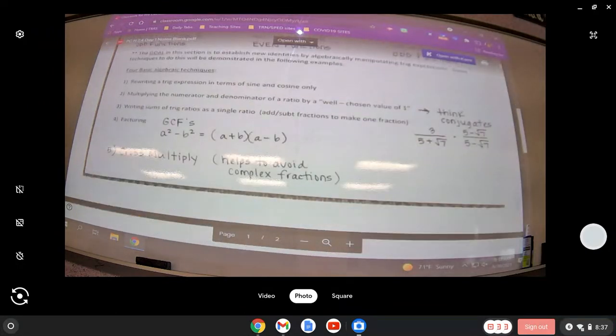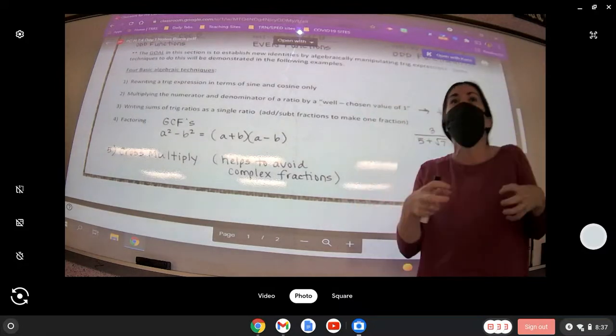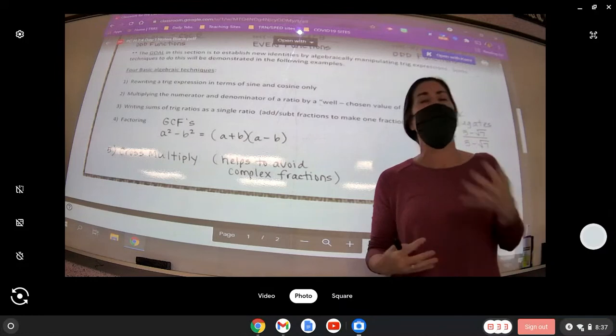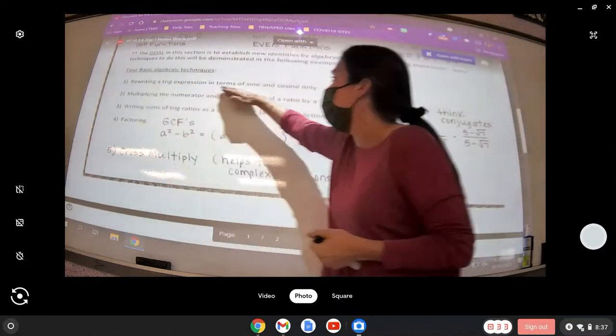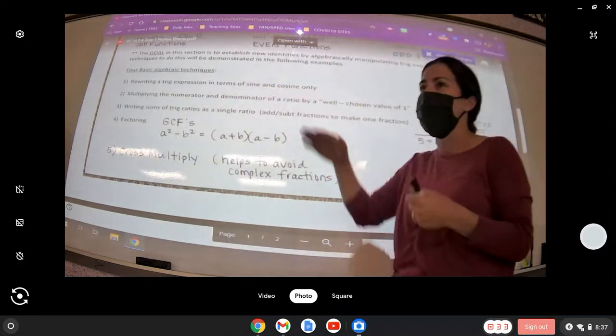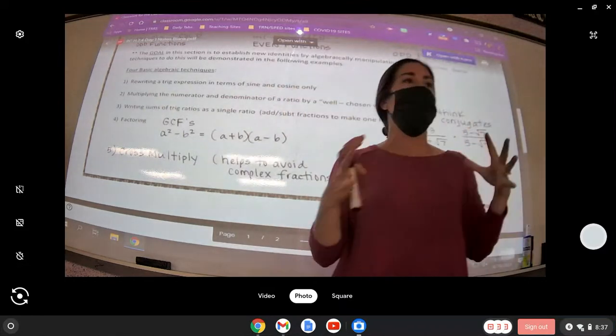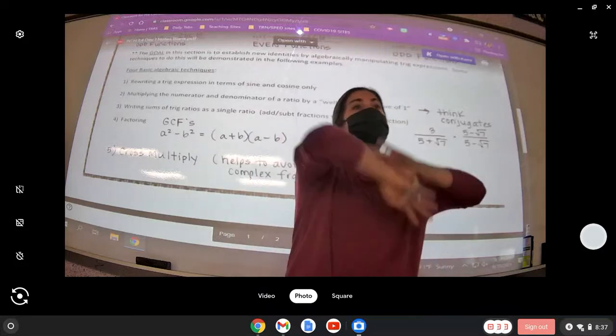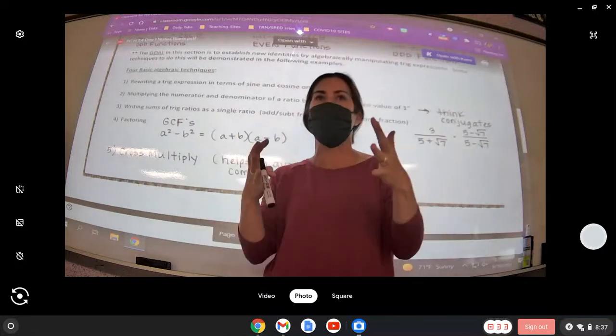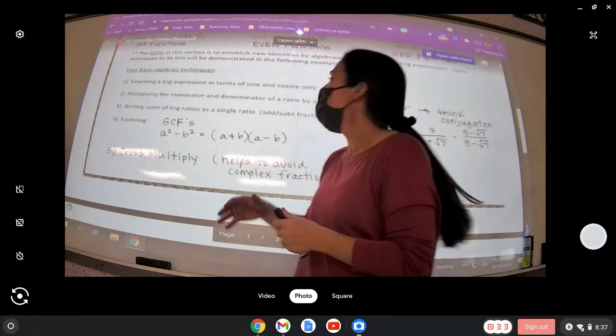So when you are working with these trigonometric expressions and you're using these identities to simplify them or rewrite them in an equivalent way, some techniques that we're going to use are rewriting a trig expression in terms of sine and cosine only. That's a big one. A lot of times when you're working with a trig function or a trig identity, your goal is just to rewrite everything in terms of sines and cosines and see what cancels out.